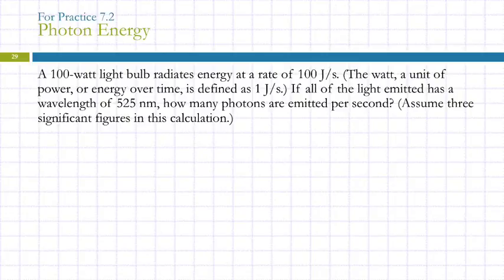Well, let's write down what we've got here. We've got 100 joules divided by seconds, and we've got 525 nanometers. And we want to know the number of photons. This is a problem that requires some critical thinking. It's not an obvious, oh, plug it into the equation and get this answer.